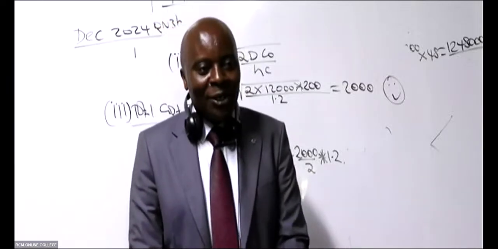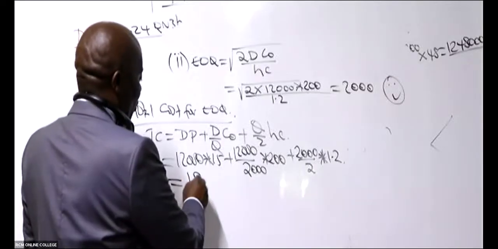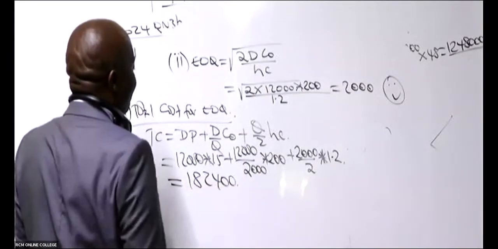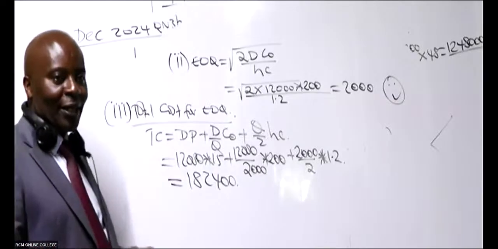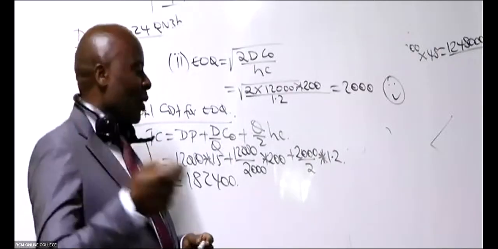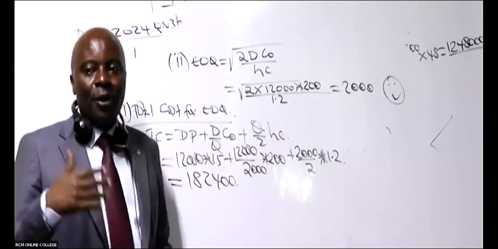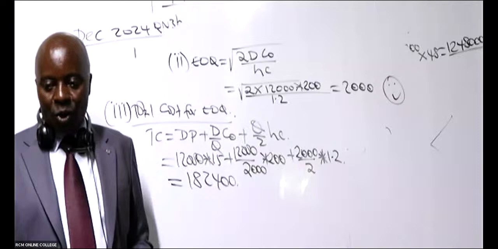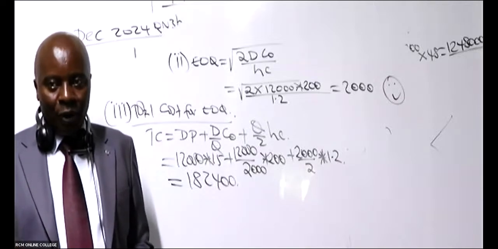So they're getting 182,400. So then what would you recommend? This time around, in this case, I'm recommending EOQ. EOQ is cheaper now, isn't it? The other one was 183,000. This is 182,400, isn't it? So I recommend the EOQ model. It is cheaper.